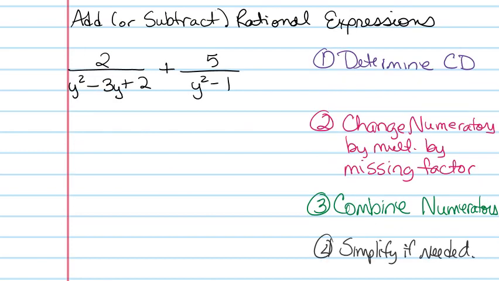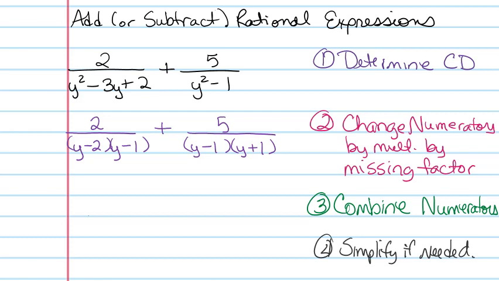Okay, for this example, we're going to determine the common denominator. Then we're going to change the numerators. Then we're going to combine the numerators. This is an adding of rational expressions. Okay, so the first thing I'm going to do is rewrite this, and I'm going to factor my denominators. So that first one factors into y minus 2, y minus 1. And the second one is going to factor into y minus 1, y plus 1.